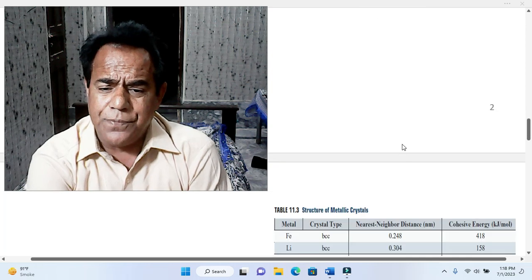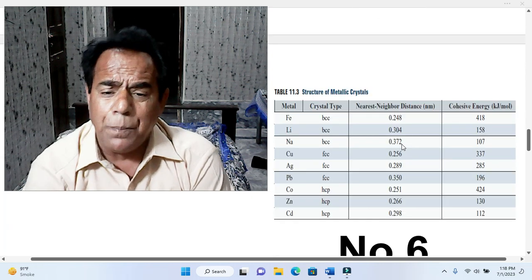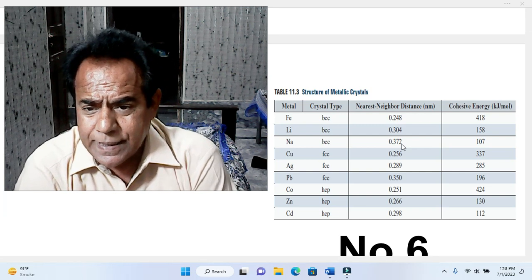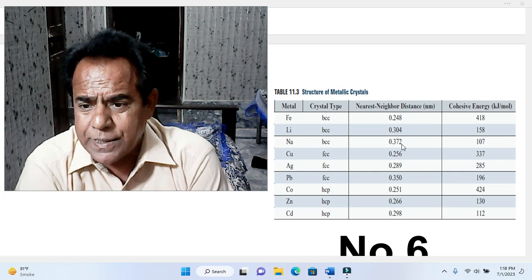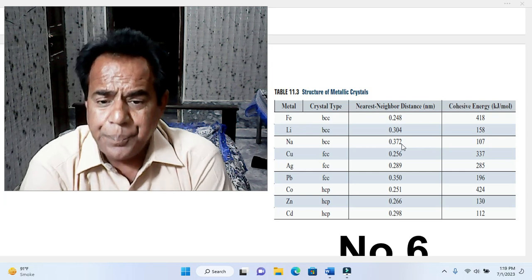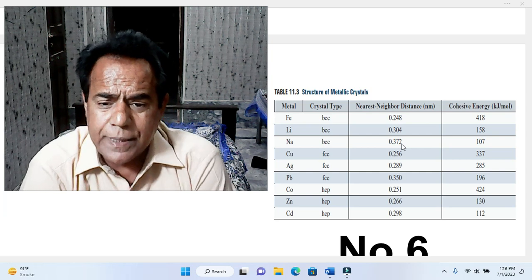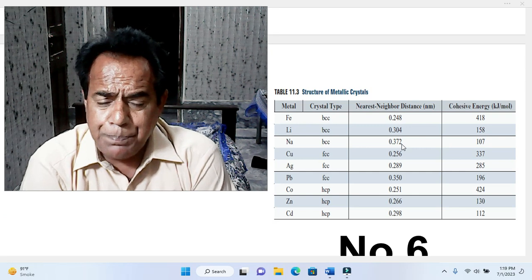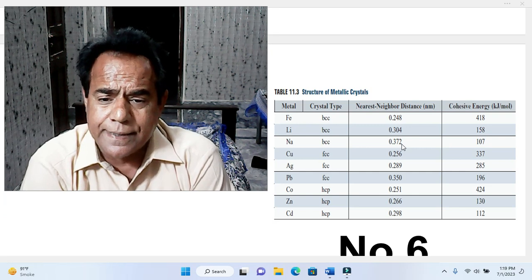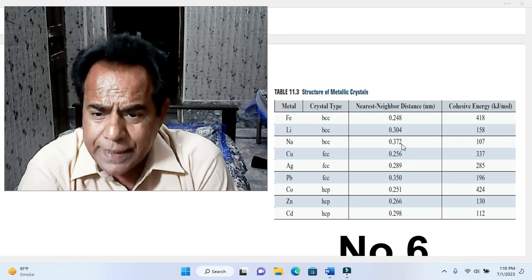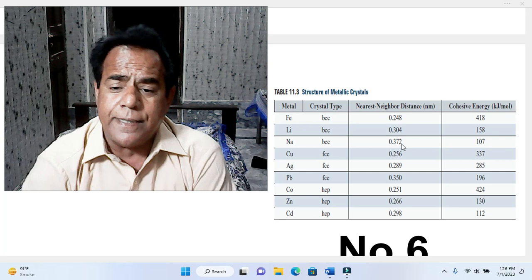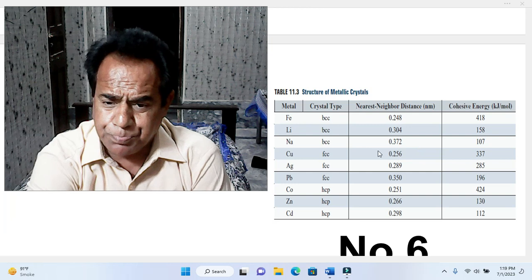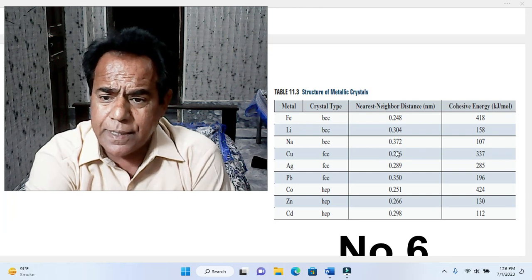Helping tool number 5: nearest neighbor distance in nanometer and cohesive energy in kilojoule per mole is given. Here at serial number 4, copper is given. Copper, crystal type FCC, face centered cubic crystal structure. Nearest neighbor distance 0.256. This is the value which we will compare about atomic spacing. We are concerned with this value.